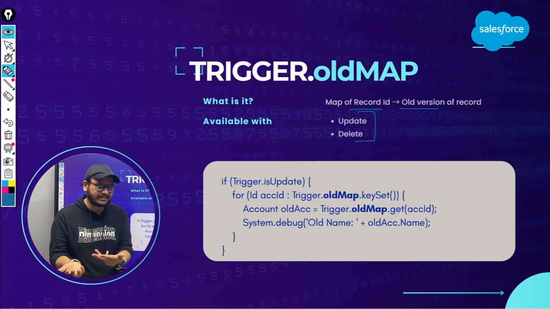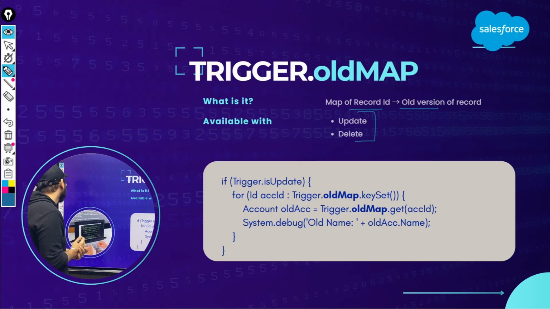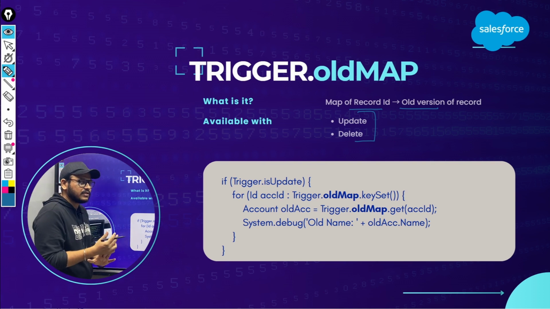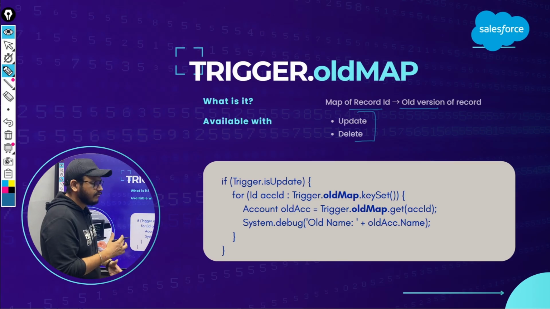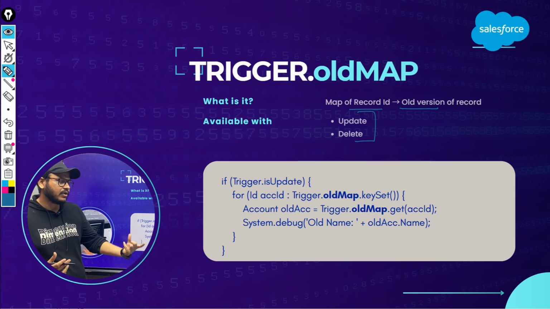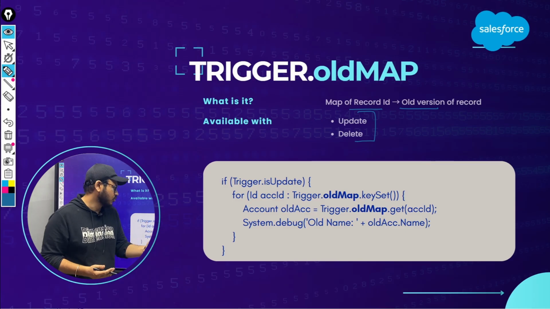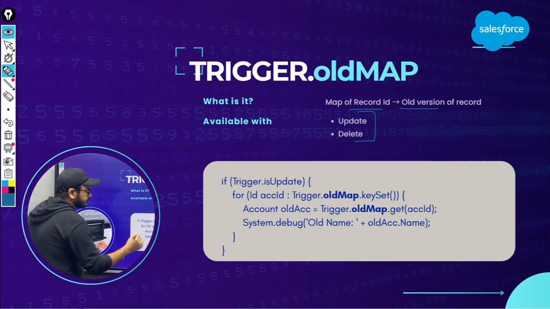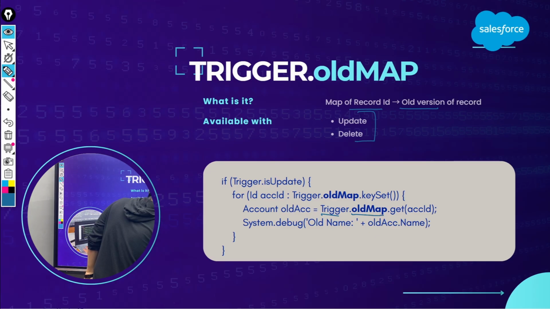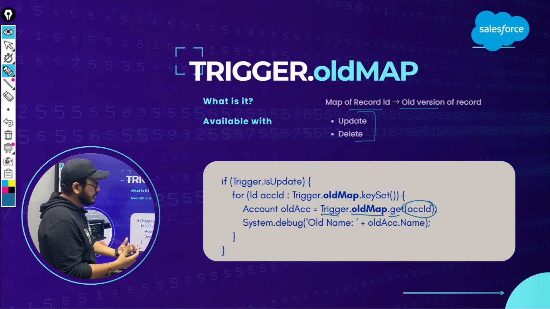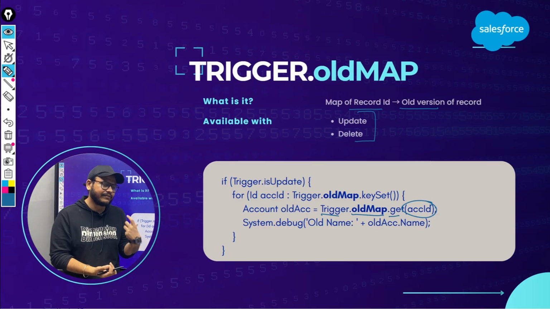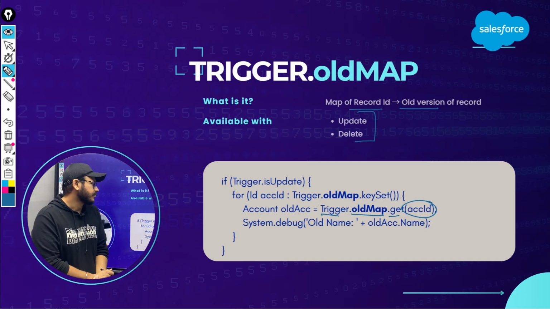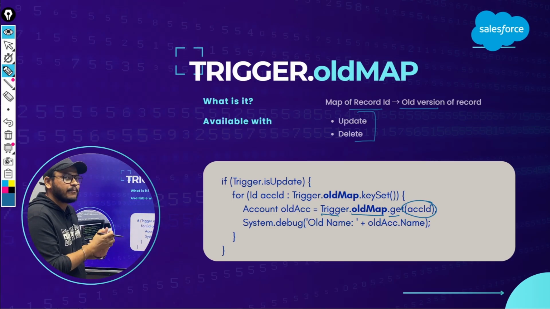Because the old version only exists for update and delete records, right? And the use of this is going to be pretty similar to what we discussed about Trigger.newMap. You will have the flexibility to retrieve an individual record using the ID. So you can use Trigger.oldMap.get, supply the record ID here, and then use the specific value retrieved for any of your logic execution. All right, so that's what Trigger.oldMap does.